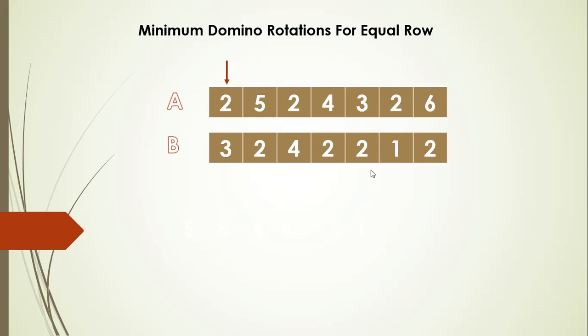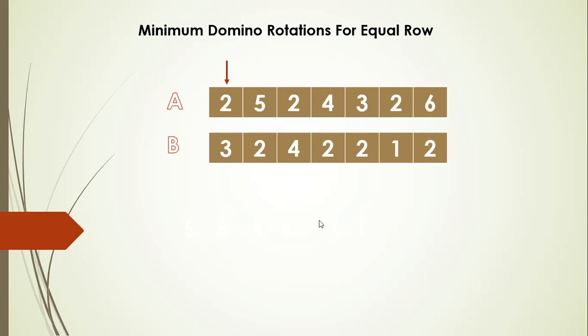to 2. So if you check, the number of values equal to 2 are 1 2 3 in the first row, 1 2 3 4 in the second row. So total 7 values. So there is a possibility that we can have a row with all values 2, but we need to find the minimum number of rotations. So if you see, the row B has 4 2's, whereas row A has 3 2's. So it is better we make all the values in row B as 2.